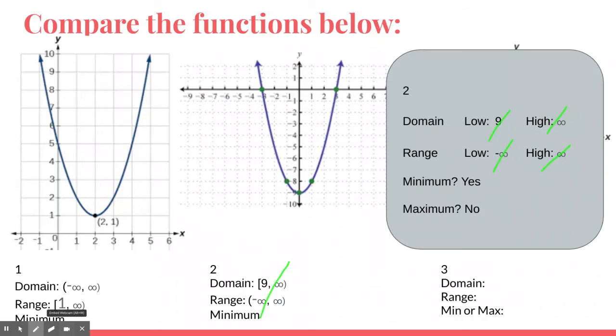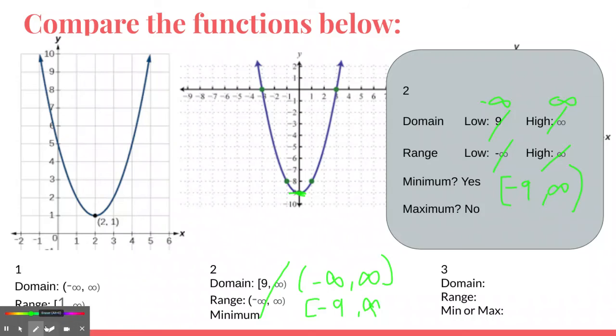So the domain we said were all of our x values. So this is negative infinity and positive infinity, with parentheses. And then for our range, we have a low of -9 to positive infinity. But since -9 is an actual value, it's going to have a bracket: -9, positive infinity. Alrighty.